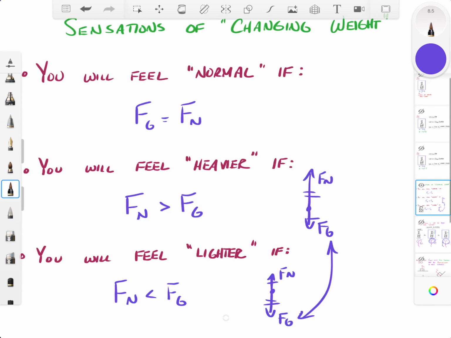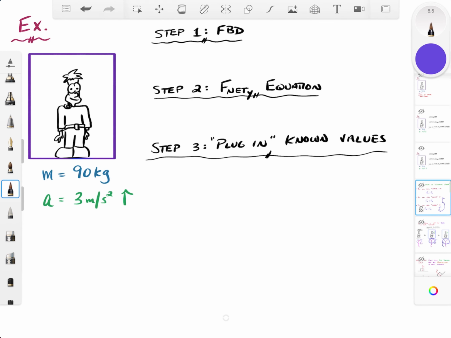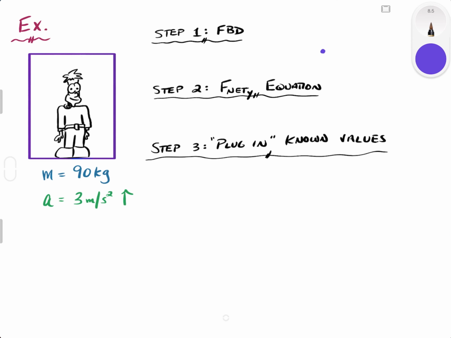All right, let's look at a couple examples and set you guys on your way. So we have a person who has a 90 kilogram mass, and they've got an acceleration of 3 meters per second squared upwards. So the first step is going to be to draw a free body diagram. So if we go ahead and do that, we know in this case we've got Fg acting downwards and we've got Fn acting upwards.